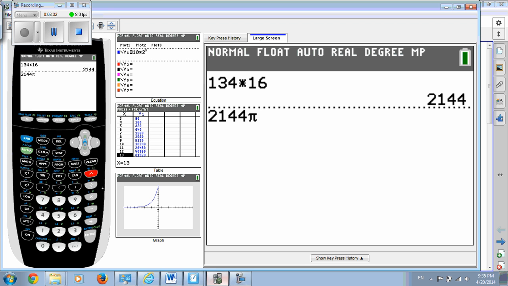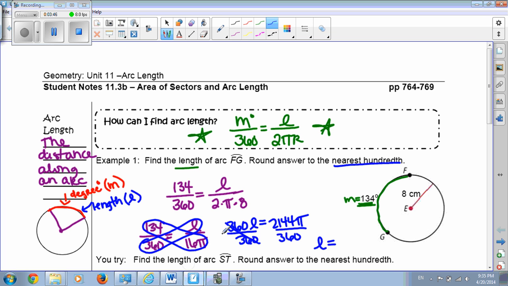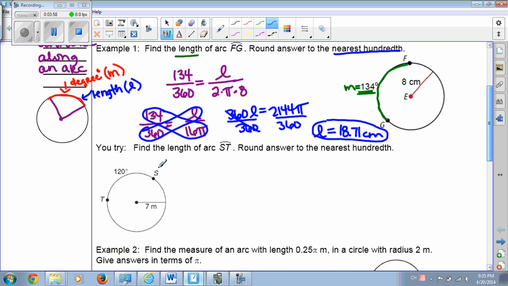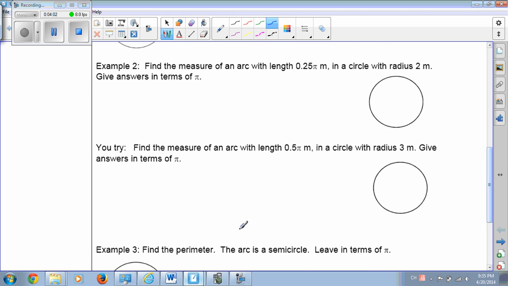Okay, 2,144 pi divided by 360 will give us our length, which is closest to 18.71, because the 9 rounds a 0 up to a 1. So 18.71 will be our arc length, and it'll be in centimeters, since that is what our radius is measured in as well. Okay, so we're going to save the you try after example 1 for tomorrow. Let's look at example 2.